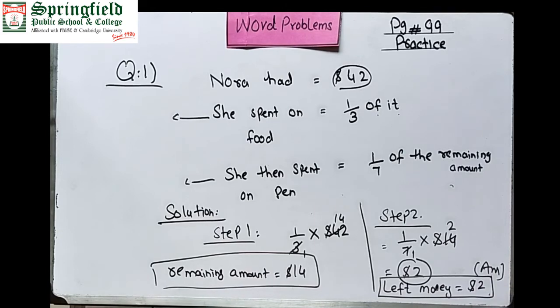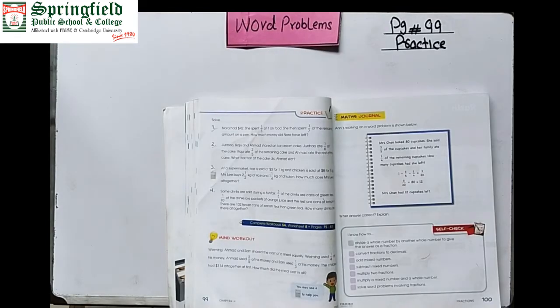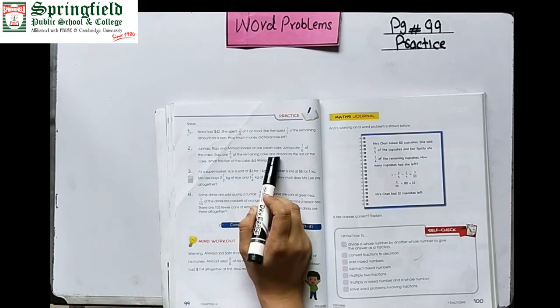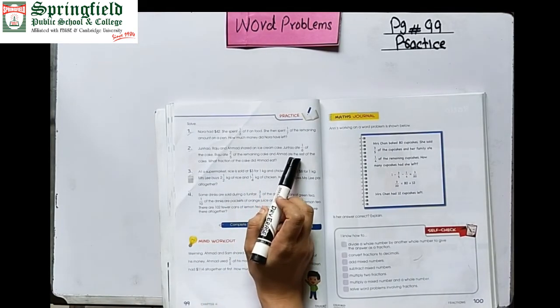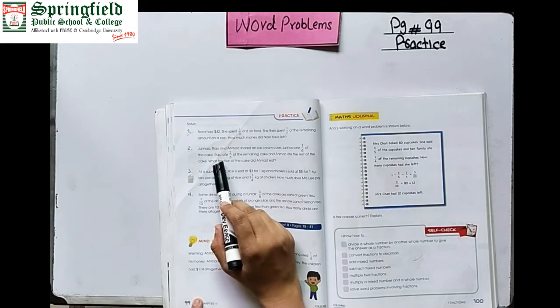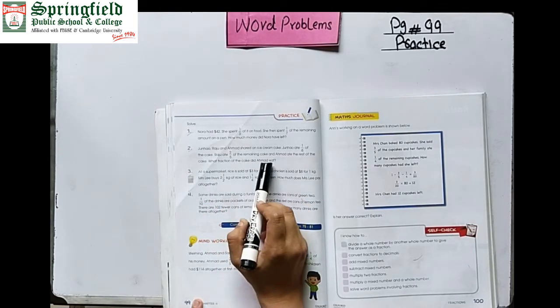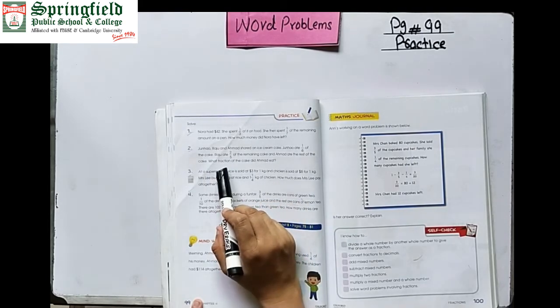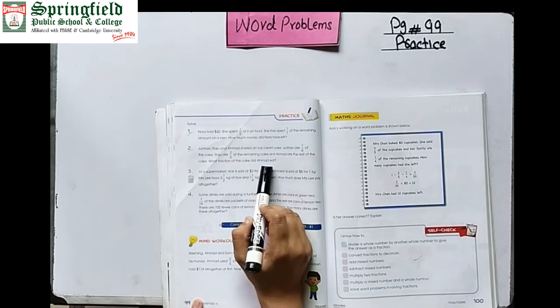Understood, beta? Okay, now practice this question in your notebook. Now come to the second question. Jano, Raju and Ahmed shared an ice cream cake. Jano ate 1/6 of the cake and Raju ate 2/5 of the remaining cake and Ahmed ate the rest of the cake. What fraction of the cake did Ahmed eat?